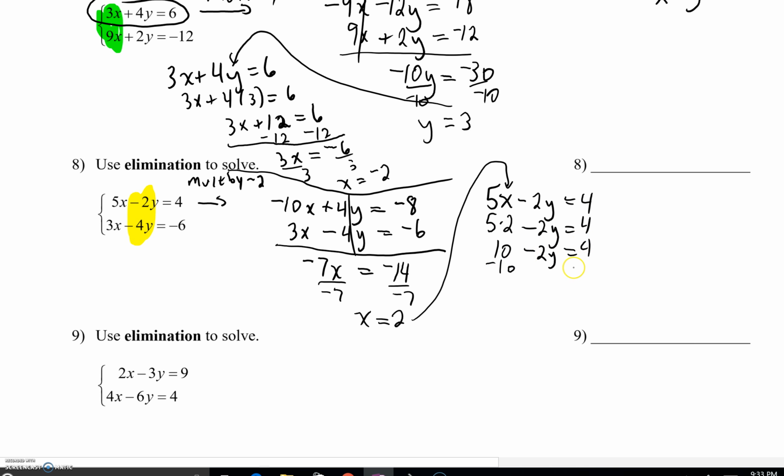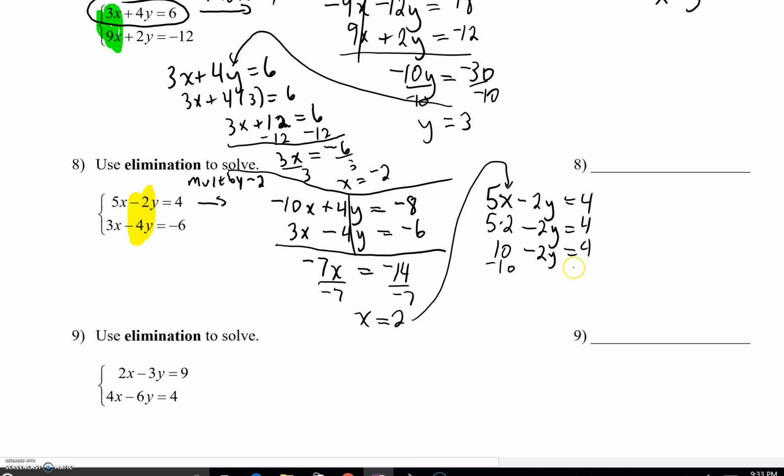As we take a look at number 9, again, you might look at a common multiple between 2 and 4, like we were just talking about. That would be 4 itself. So we could multiply the top by negative 2. Very similar to the work that we did above, except now I'm canceling out x's. I'll have negative 4x plus a 6y equals negative 18. Down below we have 4x minus 6y equals 4. We don't change that equation at all.